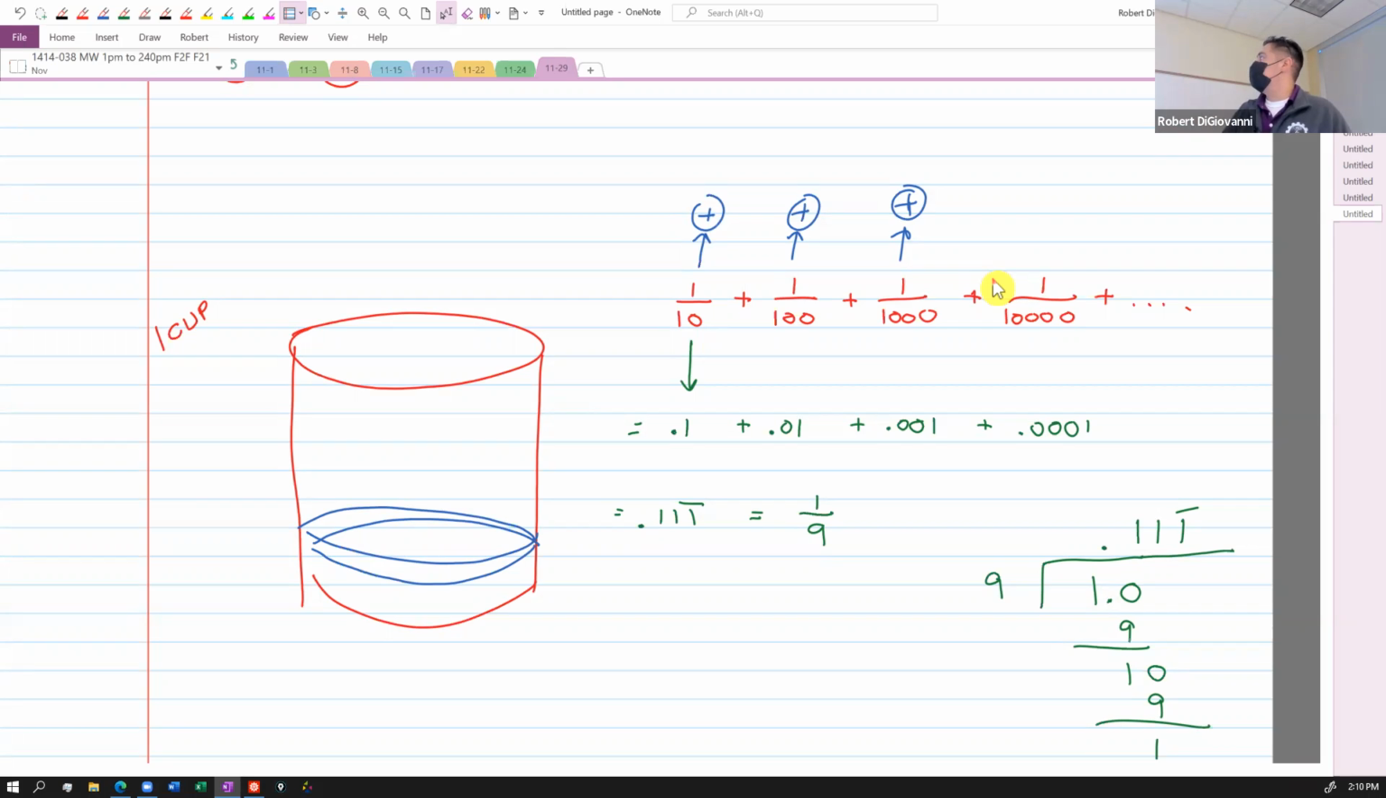Some other series that we add up forever will go and blow up and become infinite, like 1 plus 2 plus 3 plus 4 plus 5. We need that these get smaller as you add them up. But how small, how fast, it depends.